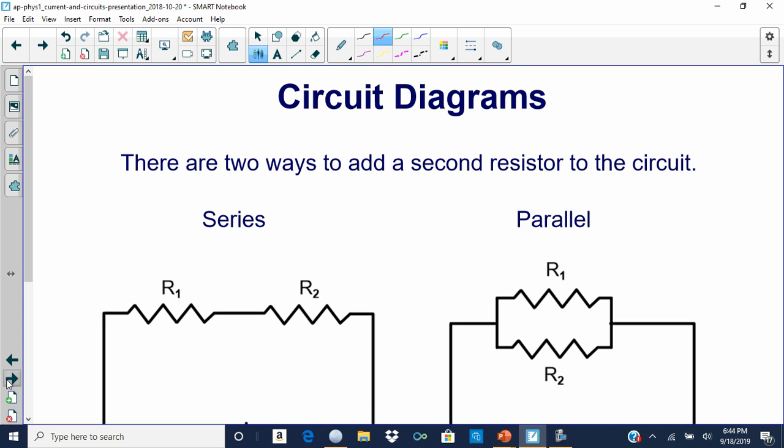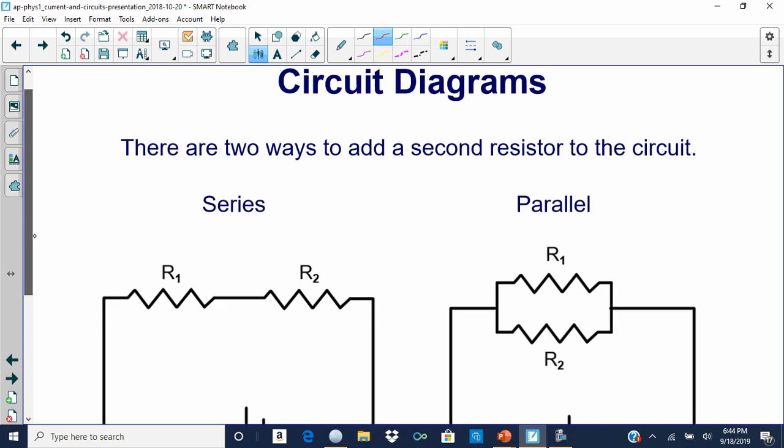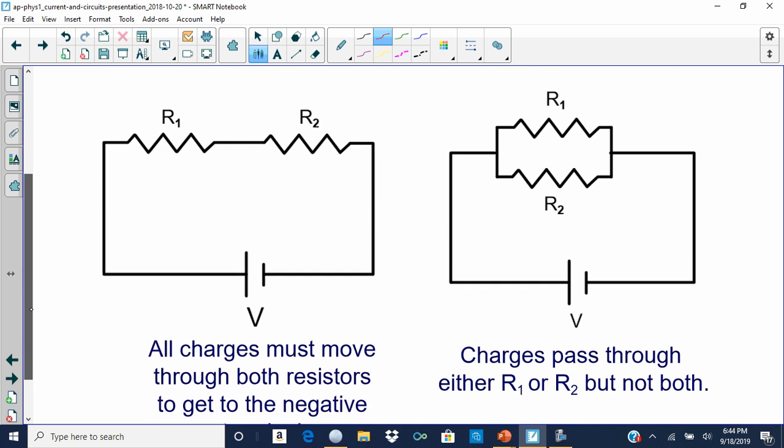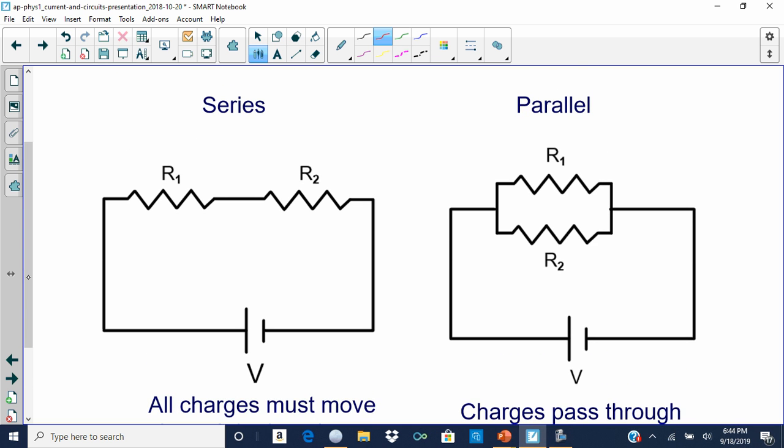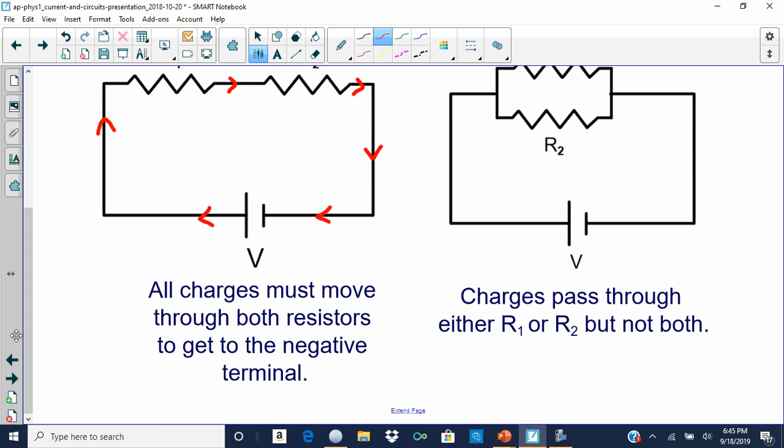Okay, there are 2 ways to add a second resistor to a circuit. We can either add them in series, which you see right here on the left, or we can add them in parallel, which you see on the right-hand side. Notice the difference. And what I'm going to do is show you a little something. If I have the current moving from the plus terminal around this circuit, what happens? It just keeps going, doesn't it? Okay, the current just keeps moving. All those electrons have to move around the same way. And that means that all the charges must move through both resistors to get to the negative terminal.